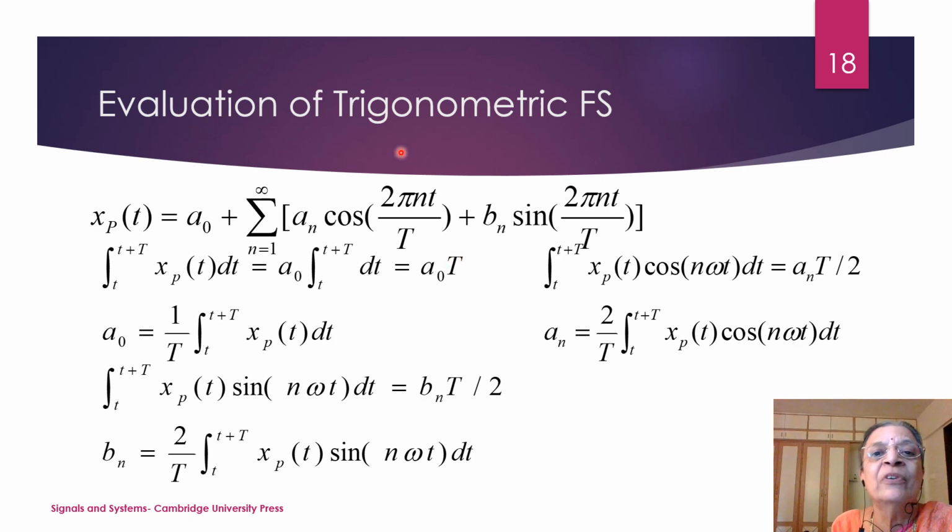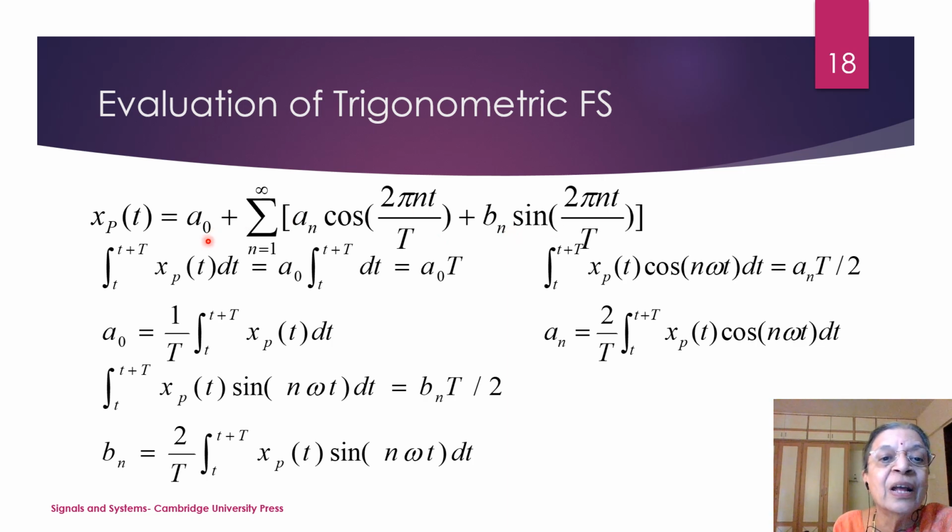Now, let us see how we can evaluate these constants, that is the Fourier series coefficients a0, an and bn. This is the generalized representation for the periodic signal in terms of the Fourier series. We write it as some constant DC value plus the first harmonic, second harmonic, and so on. So as n varies, we are representing different harmonics, and the corresponding coefficients an and bn are the Fourier series coefficients. So let us see how to evaluate this.